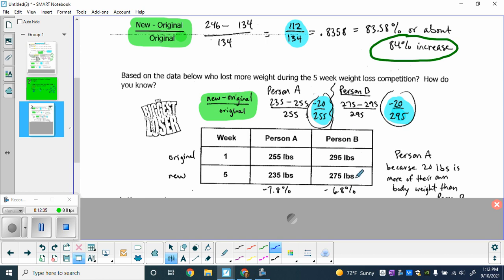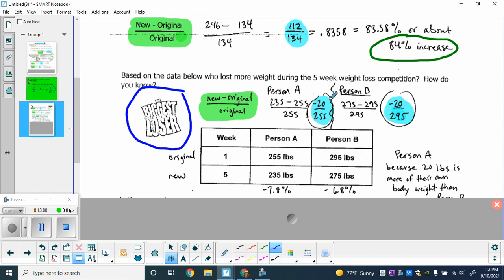So the question here is, how does the show, The Biggest Loser, decide who the winner is if both people have lost 20 pounds? And again, that new minus original formula, it's going to show here for person A, they lost 20 pounds, and so did person B. So the question is, who lost more weight? And if we find the percentage of their body fat, that is how we can determine this.